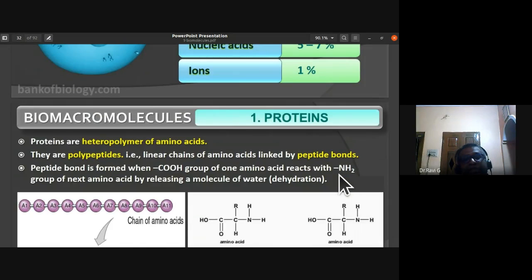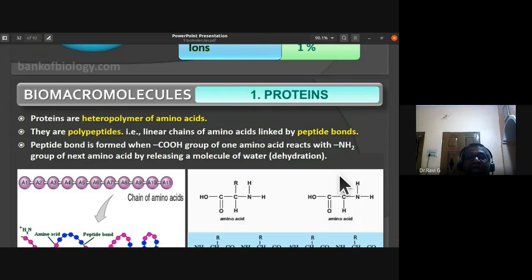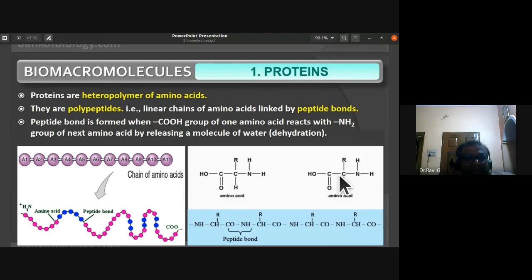The first biomacromolecules that we'll be studying are proteins. Proteins are heteropolymers, not homopolymers. That is, they are made up of more than one type of amino acid. That is the reason we use the term heteropolymer of amino acids. They are polypeptides, that is, linear chains of amino acids linked by peptide bonds.